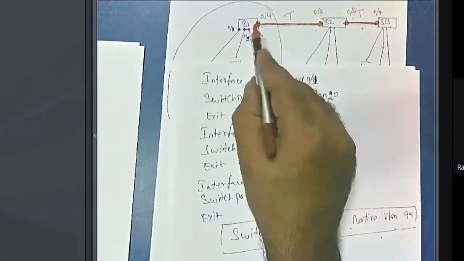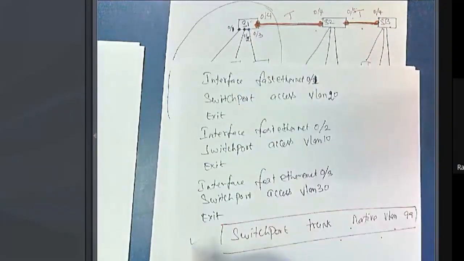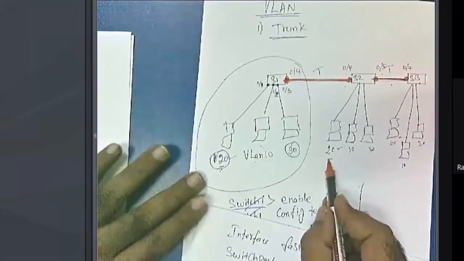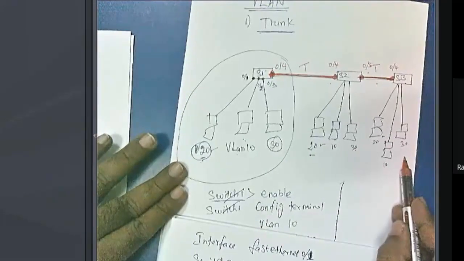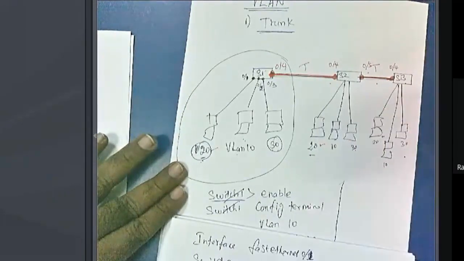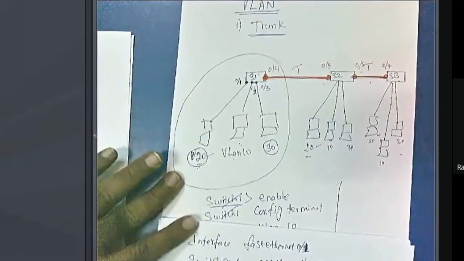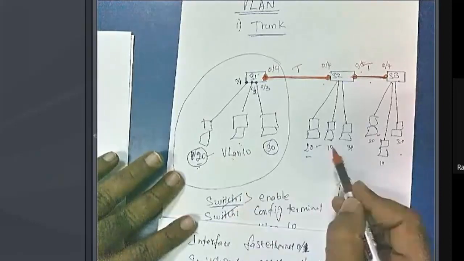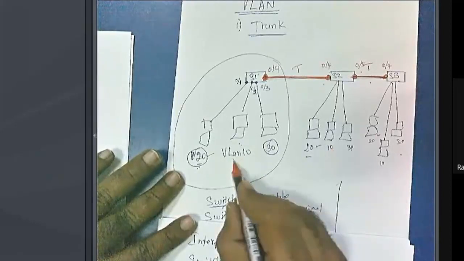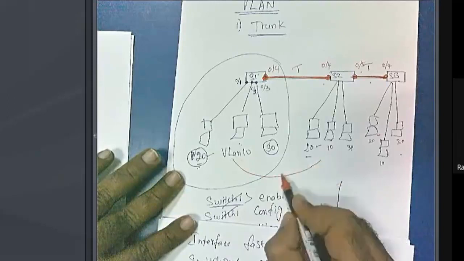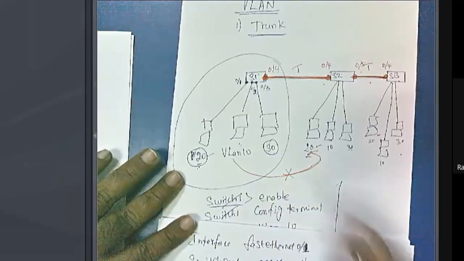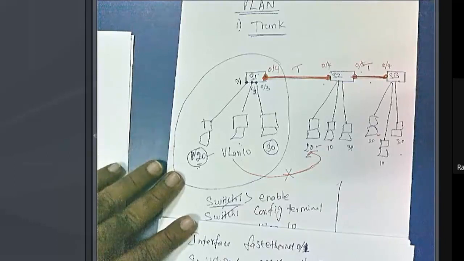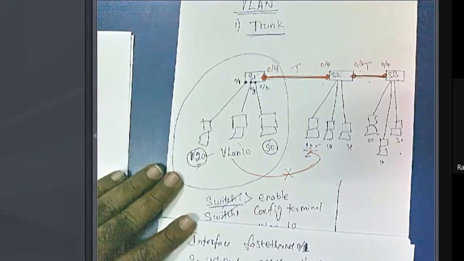If you make this the trunk, automatically you can communicate from 20 to 20, 10 to 10, 30 to 30. So this is trunking. Here, if I want to communicate from 10 to 20, it is not going to work. It will not communicate. Why? Because they are different VLANs.